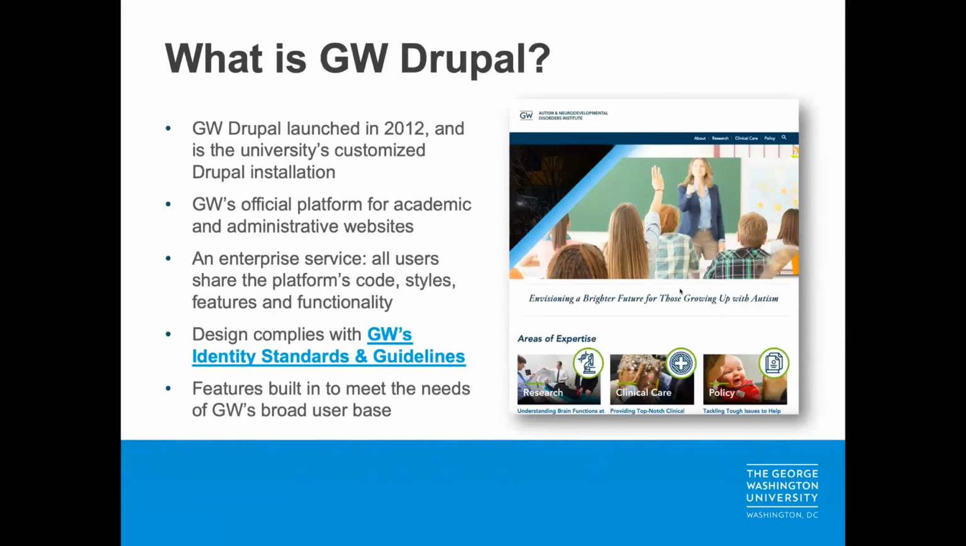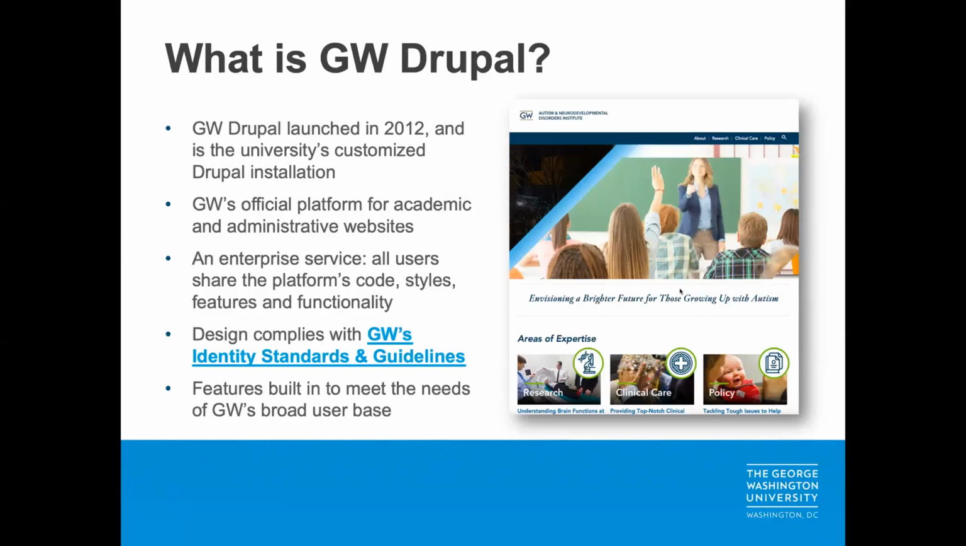So that brings us into what is GW Drupal. GW Drupal is the university's branded and customized version of a Drupal installation. The service as a whole launched back in 2012, and at that point and still to this day, it is the official platform for academic and administrative websites at the university. We do have other services at this point, mainly speaking of GW blogs, that can be used to some capacity, but in general, new website projects still go into GW blogs for academic and administrative websites.